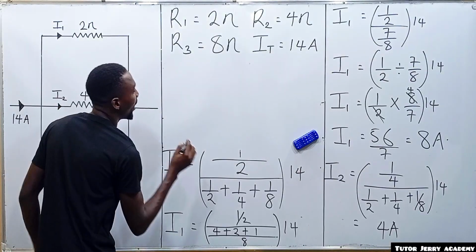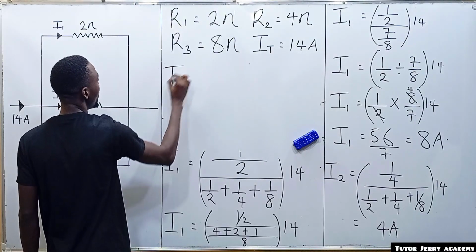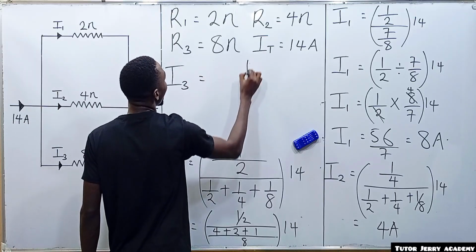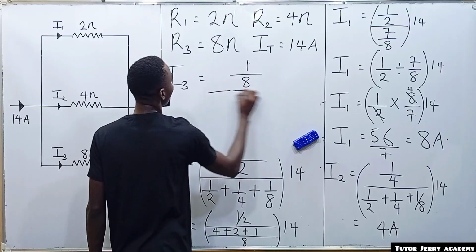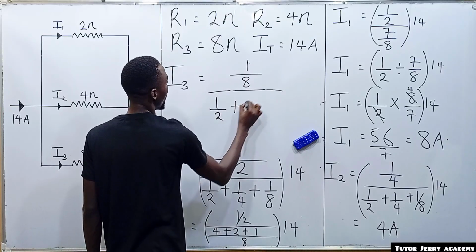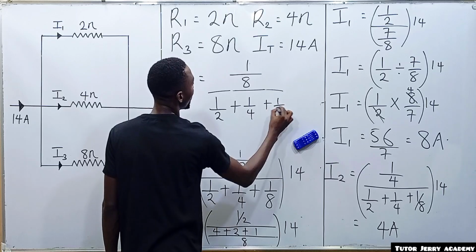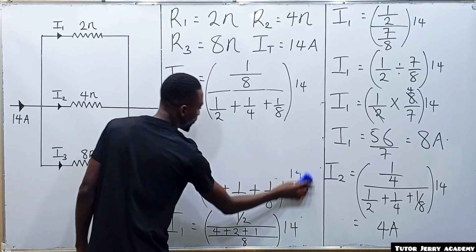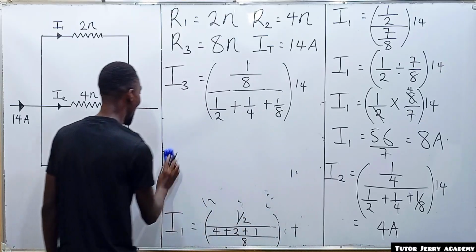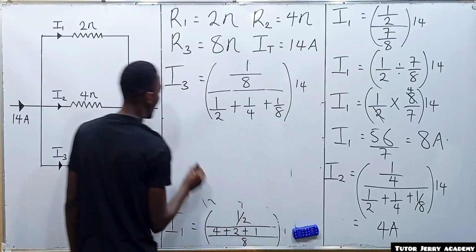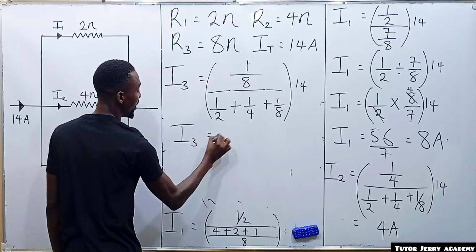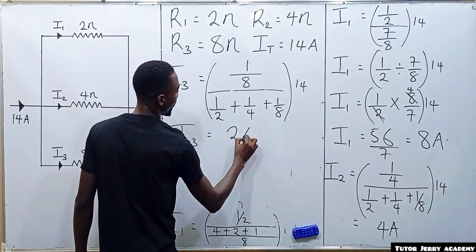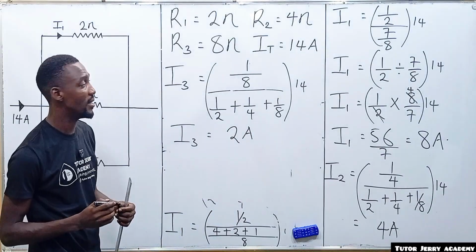All right, so let's go for I3 now. I3 will be equal to 1 over R3. So this is going to be 1 over R3, which is 1 over 8, all over 1 all over 2, plus 1 all over 4, plus 1 all over 8. Then we are going to multiply this by 14. All right, so if you solve this carefully, you are going to have your I3. If you press it directly, you are going to have 2 ampere for your answer. You can confirm this, and I would love to know this in the comment section.